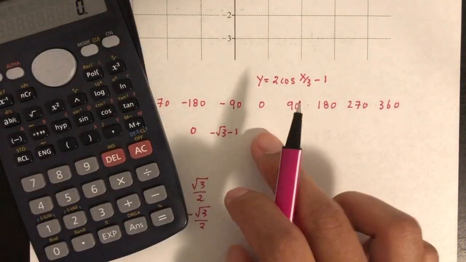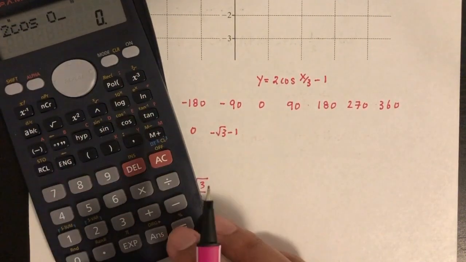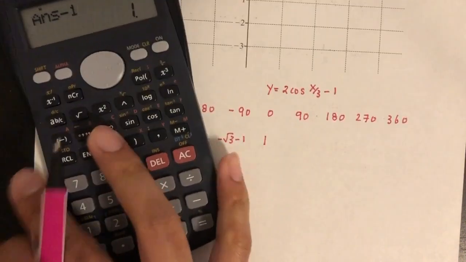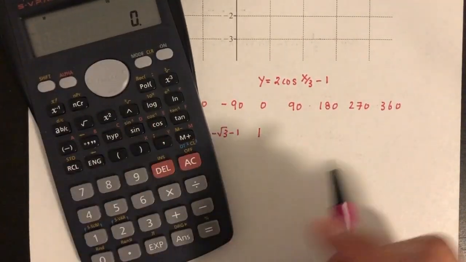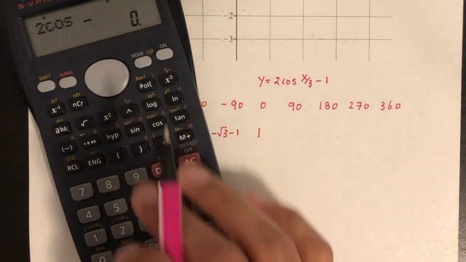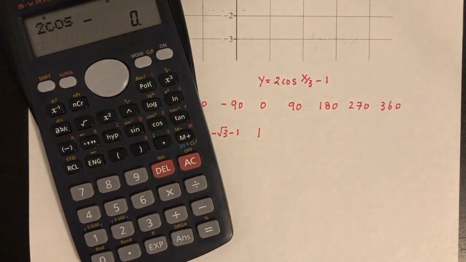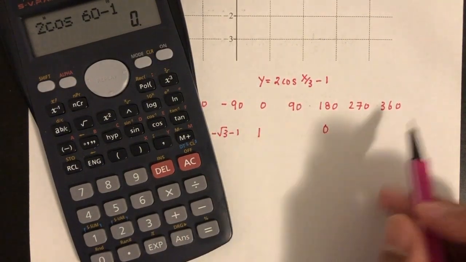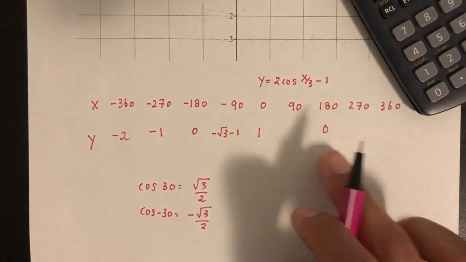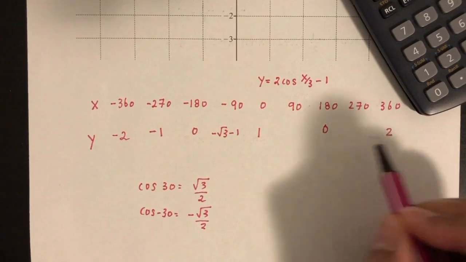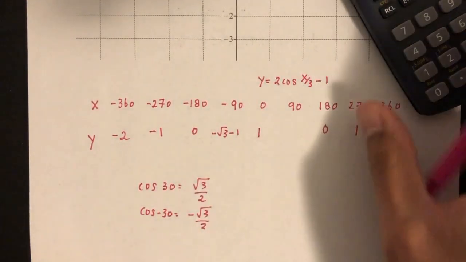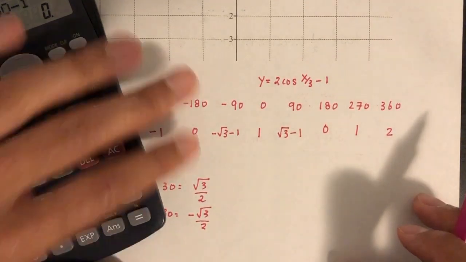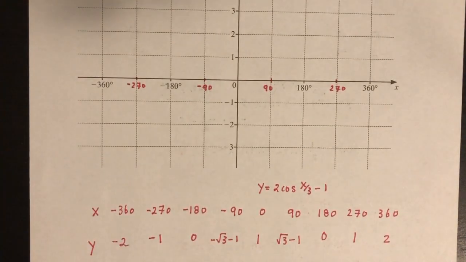Okay, so this one's 0, so 2 cos of 0 minus 1 will be 1, and 90, that will be positive. So let's write this one first. So 2 cos of 180 divided by 3, that will be 60, minus 1, that will be 0, and this one will be back to minus 2, that will be 1, and this one will be a value in between, which is root 3 minus 1. So let's plot the points and see what we have.